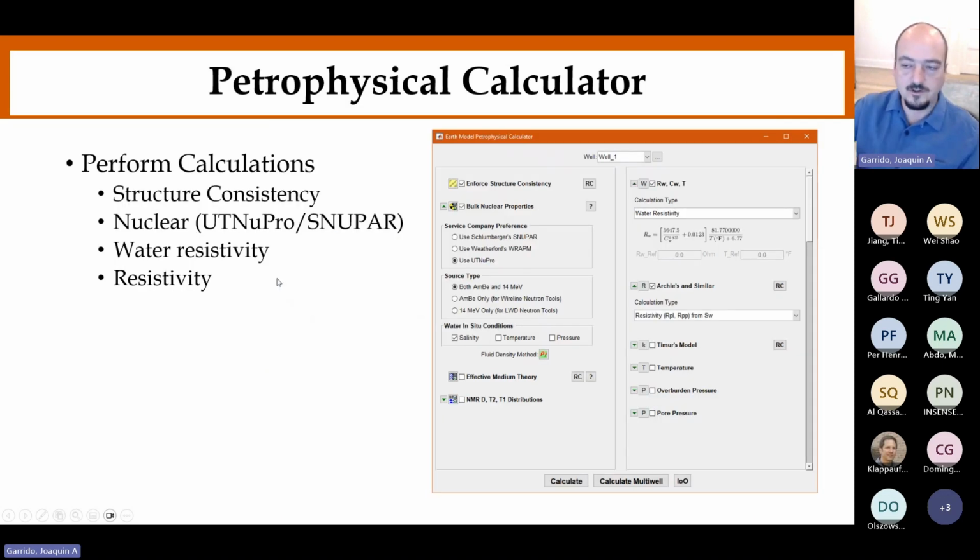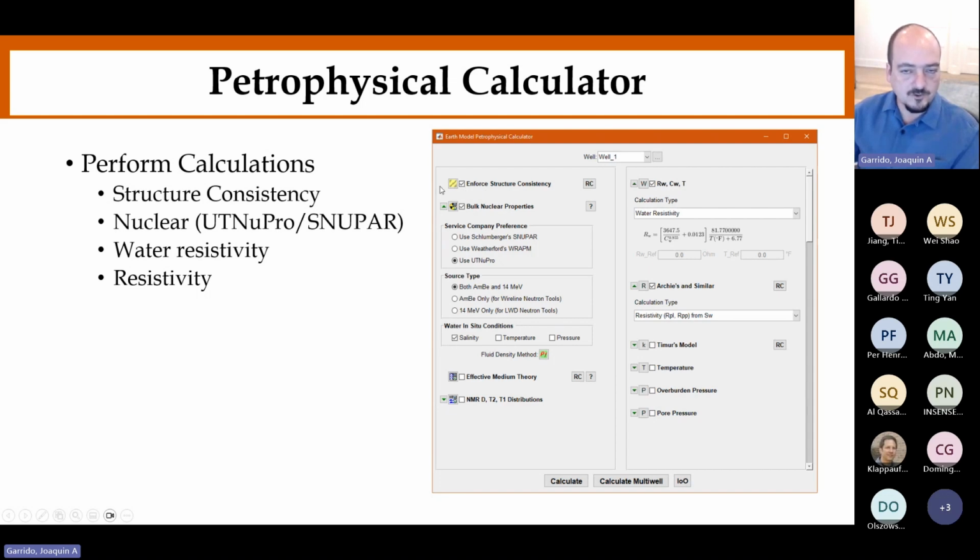Or if you're going to do it not just for that one layer, but for the entire interval, you can use the petrophysical calculator. This is what it looks like. It performs all these operations which bring properties from the petrophysical composition to physical properties, which are things that you can observe indirectly with logs.